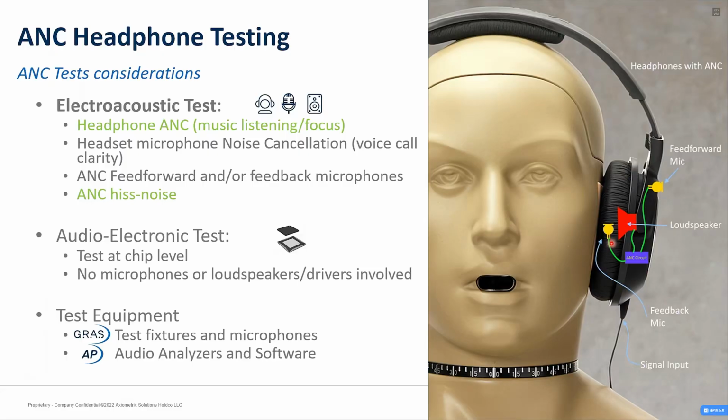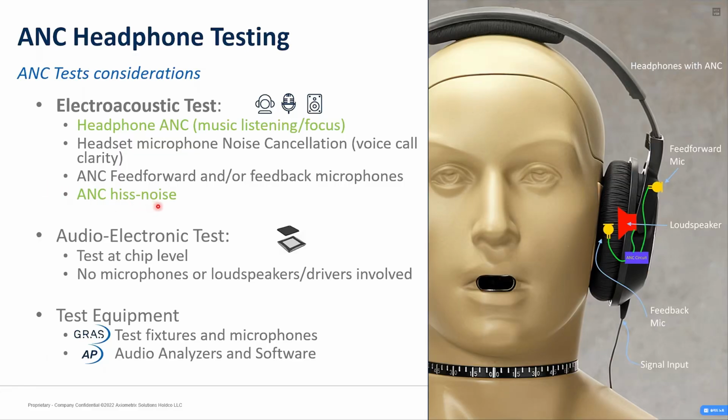There are pros and cons to all the different techniques mentioned today, but we are not going to get into this differentiation today. It's just so you know that there are different ways that microphones are used to perform the headphone ANC, the noise control. And then there's one last thing that is the ANC hiss noise.